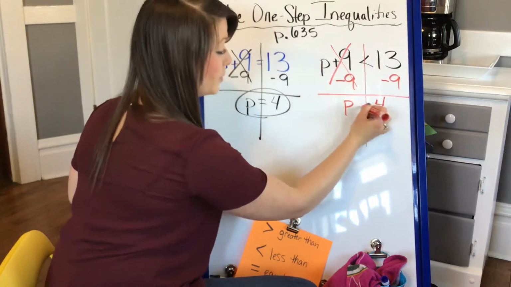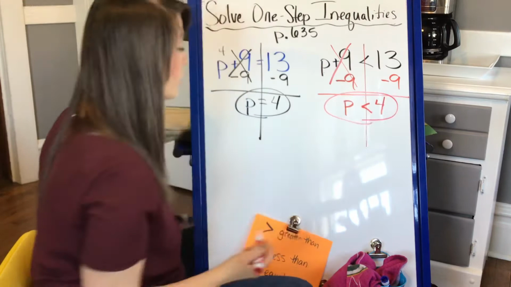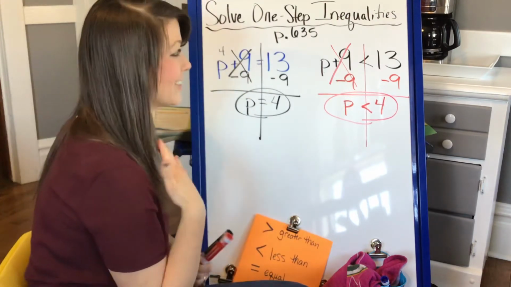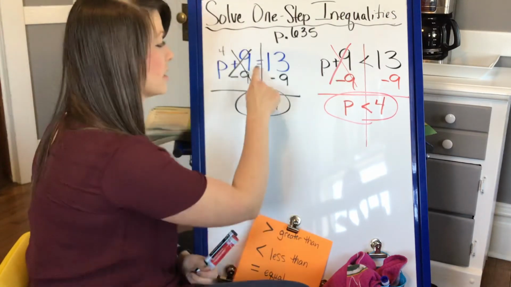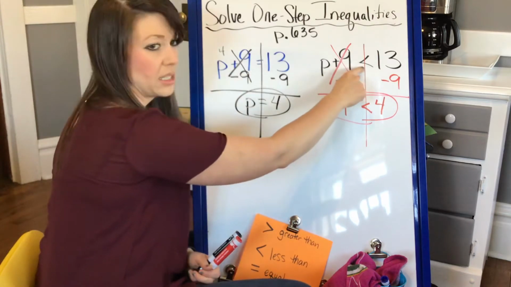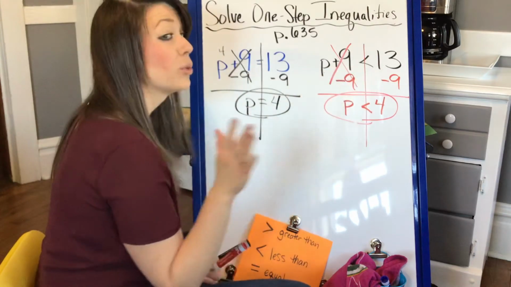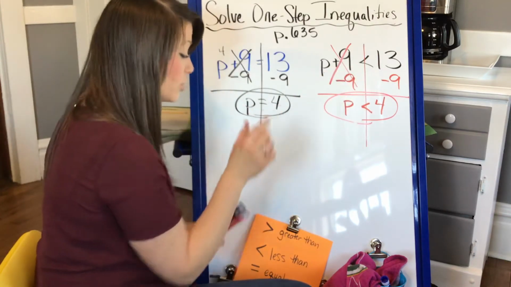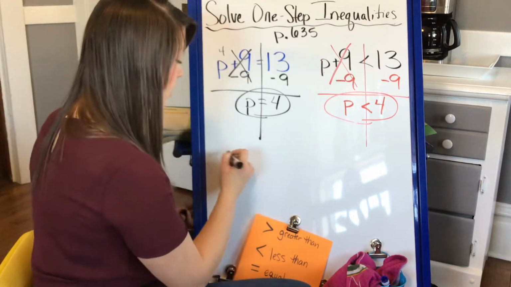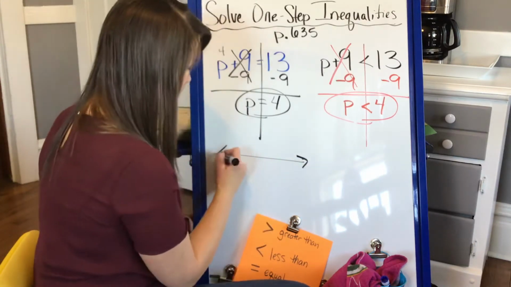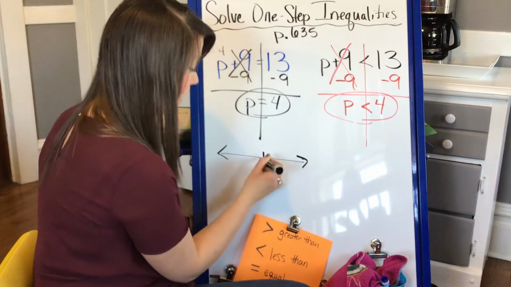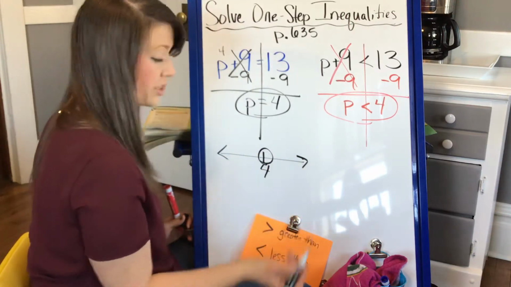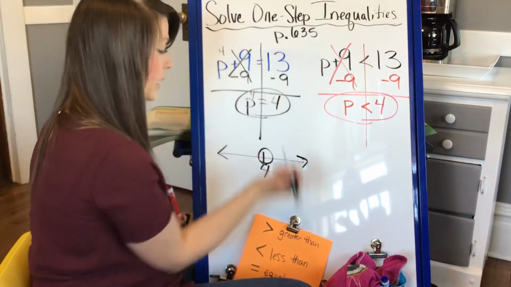Bring down my symbol. If you look at these two things, I solved them exactly the same. The only difference is this one's an equation, that one's an inequality. I get the same answer. Now, they don't mean the same. This means P equals just 4. So when I do the inequality, because then you have to graph them, my 4 is going to be right in the middle. That's my answer. That's the only answer it could be. 4 is the only answer that would make that true.